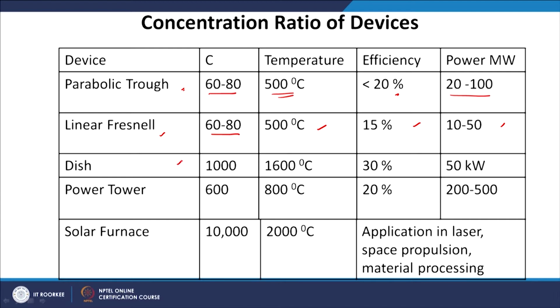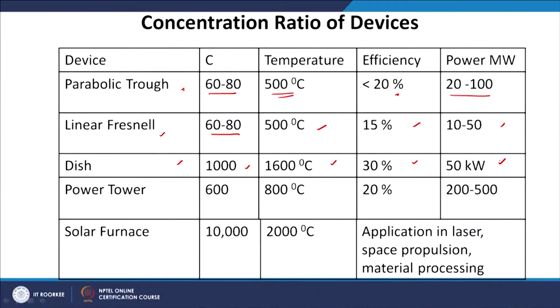Now, dish based power plants are much smaller in size. They have concentration of around 1000. The temperature can reach up to 1600 degrees C for this type of application. The efficiency is high, 30%. So, for local applications, dish type solar concentrators are very useful, and they are used in a number of places. Typically, one dish type concentrator can give you around 50 kilowatts.